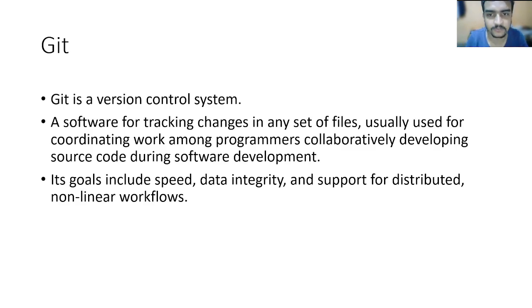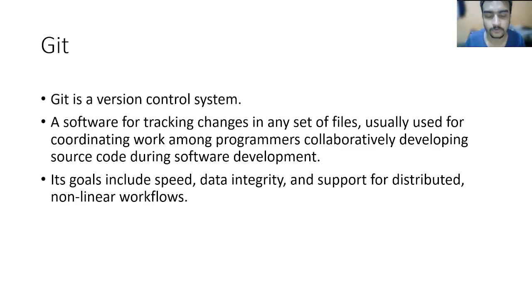Okay, suppose you are sharing the files with other programmers. Then if you update your file and then commit, it gets updated on the other system as well. So it is software for tracking changes in any set of files, usually used for coordinating work among programmers collaboratively developing source code during software development. What are its goals? What does it do? It helps to speed up the work, ensures data integrity, and supports distributed systems. It also helps in non-linear workflow.